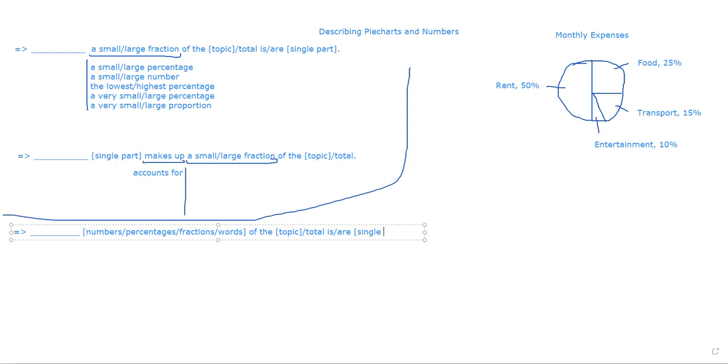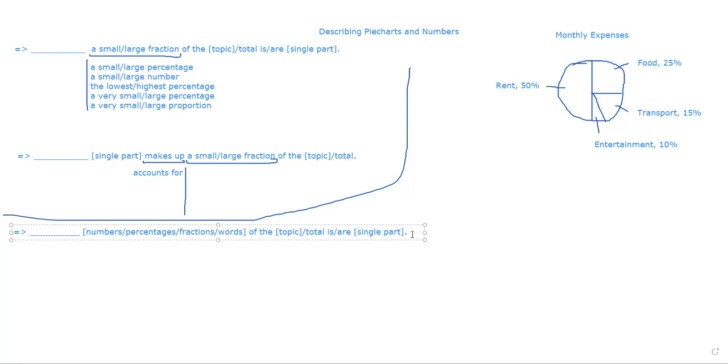For example, if we want to talk about rent, what is the specific data about rent? 50%. Exactly, very good. Then we can say, according to the pie chart, 50% of the living expenses অথবা of the monthly expenses are rent. In addition, 25% of the total are food.